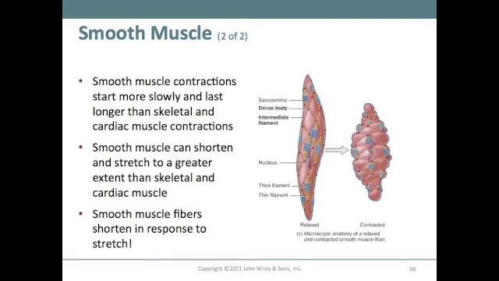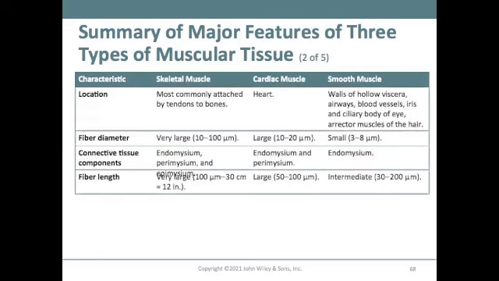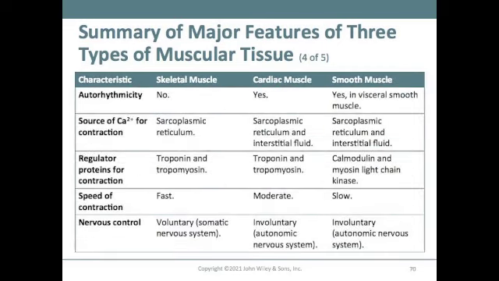Smooth muscle contractions start more slowly and last longer than skeletal and cardiac muscle contractions. Smooth muscle can shorten and stretch to a greater extent than skeletal and cardiac muscle. Smooth muscle fibers shorten in response to stretch. So I guess the gist of it is that smooth muscle is a little bit more relaxed. It's also involuntary, and it's a little bit more elastic than your other two types of muscle. Here's a summary of the types of muscle on page 337, table 10.5.